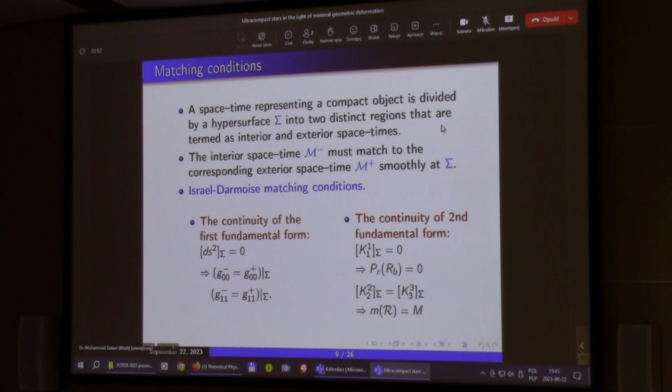These conditions provide us the continuity of the first fundamental form, which depends on the components of the metric tensor g00 and g11, the matching of g00 and g11. Another one, depending on the second fundamental form, helps us to derive the condition of the radial pressure at the boundary, and also helps to calculate the mass function.